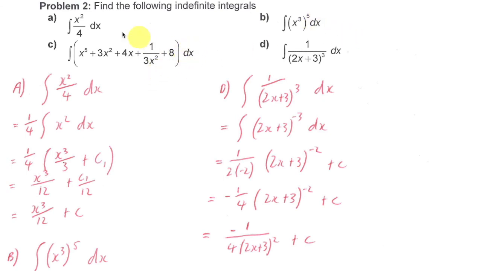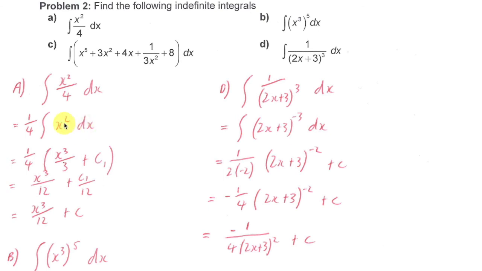Notice that this dx just means that we're doing it with respect to x. So for A, we've got the antiderivative of x squared on 4 with respect to x. Notice this x squared on 4 can be written as a quarter times x squared, and then with the quarter we can take that out the front of the integral. So really we're looking at a quarter out the front of the integral, and then we're taking the antiderivative of just x squared with respect to x.